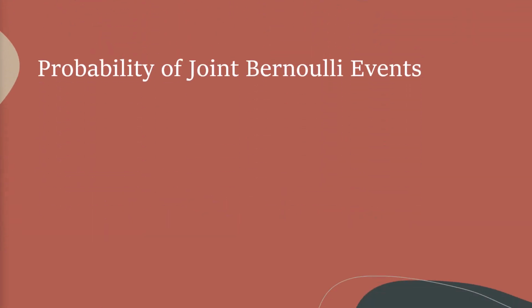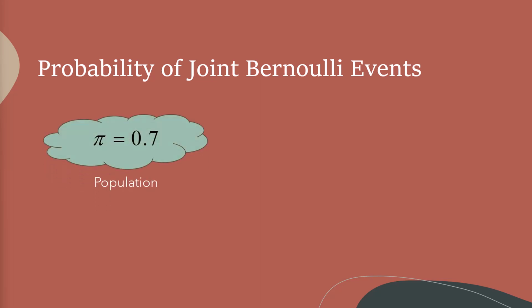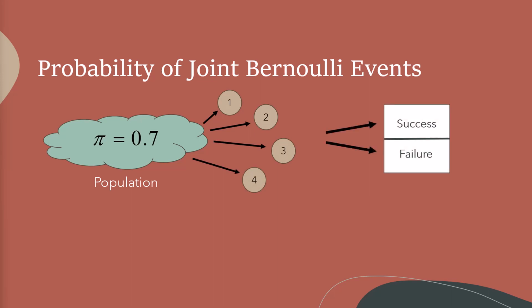We have learned that if we have a series of Bernoulli events, as long as they're independent of each other, we can calculate the probability of the joint Bernoulli events. For example, let's suppose we have a population in which 70% of the members will be successful. We now randomly choose our sample, say 4 members of the population, and categorize each one as being successful or having failed.